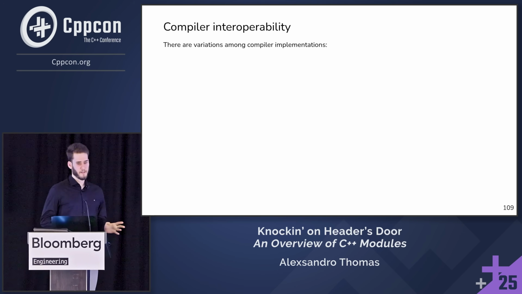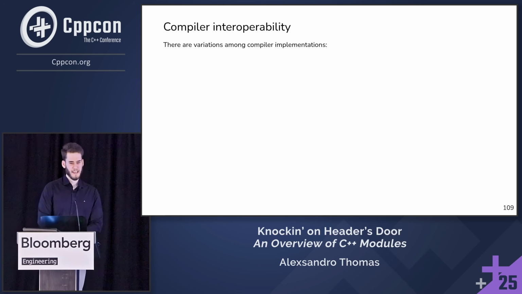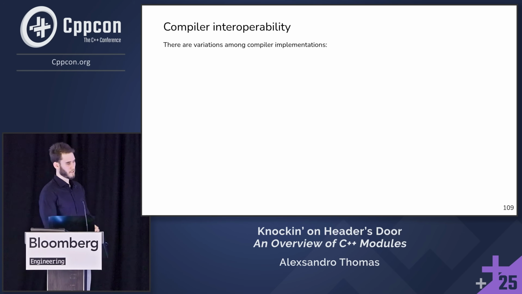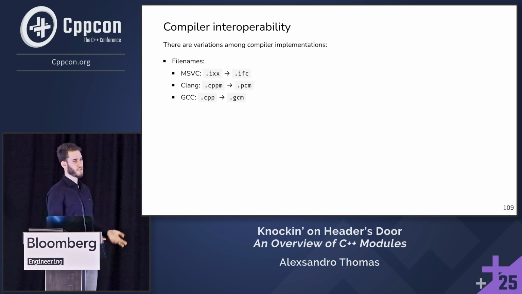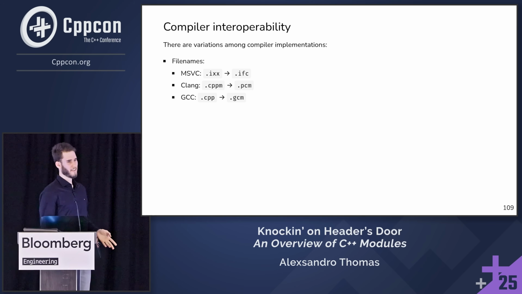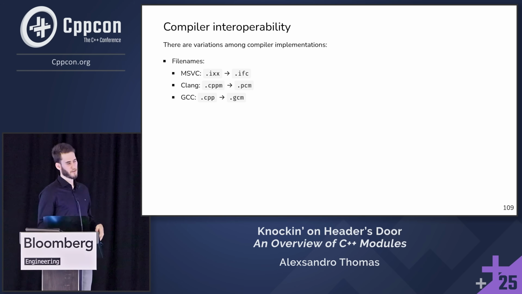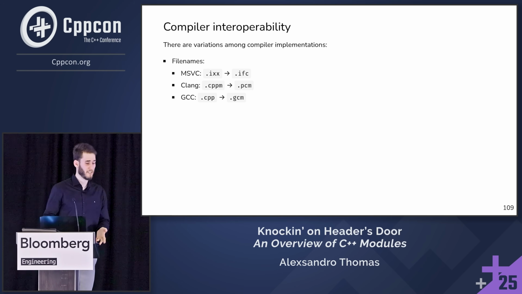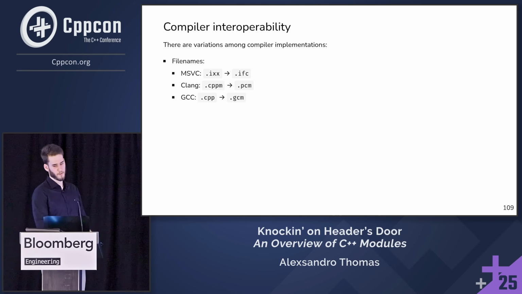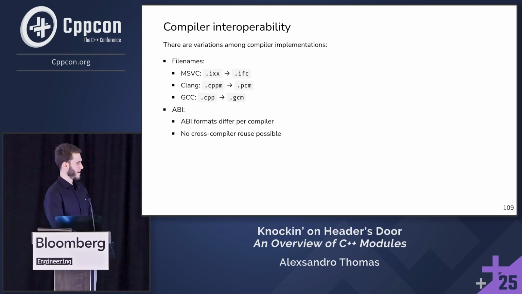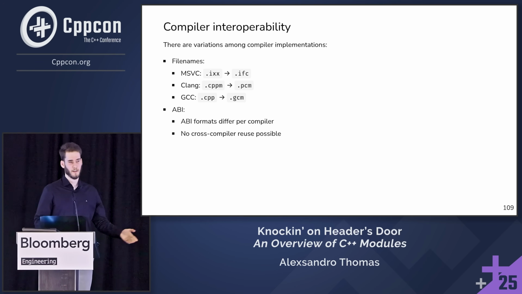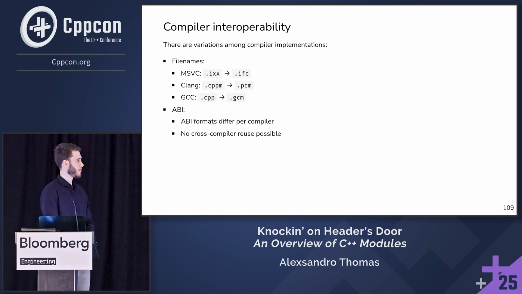For compiler interoperability, we have a bit of a problem. There are a lot of variations among the compilers. I've been using, for example, the Clang convention, but MSVC, Clang, and GCC do not really agree on what the file types should be for modules, although you can tell them to use another file and treat it as a module. And also the APIs are not really the same. So they will differ per compiler, and that means that you cannot really compile a module with one compiler and then use it in another one.